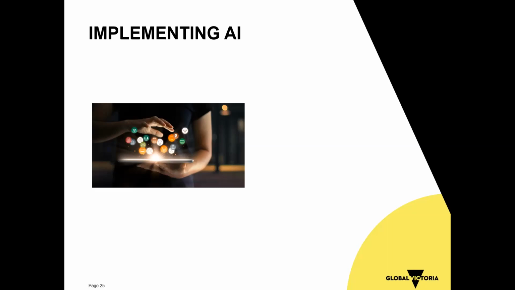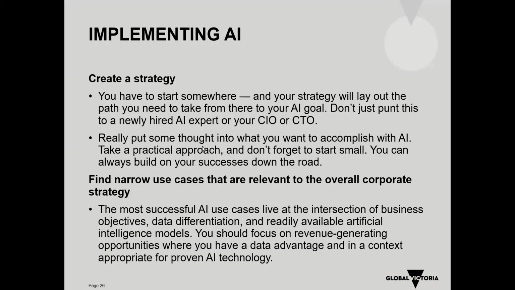So, having looked at the benefits, how do you actually go about implementing artificial intelligence? Well, like everything, you need to create a strategy first. And that means you need to start somewhere. Your strategy will lay out the path you need to take from the beginning to your ultimate AI goal. And don't just send this to a newly hired expert or your CIO or CTO. You need to be fundamentally involved in it yourself because you know your business better than anybody else.